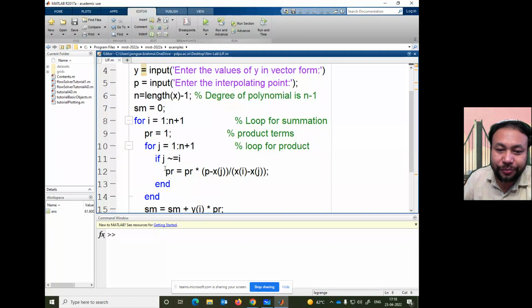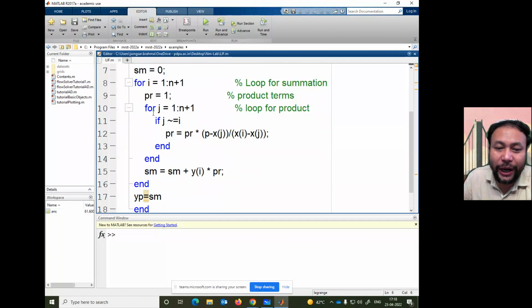So this j loop will now end here, and the j loop is the product loop. If j is not equal to i, then only it is going to run. Otherwise, it becomes undefined. Next, I have to end this j.